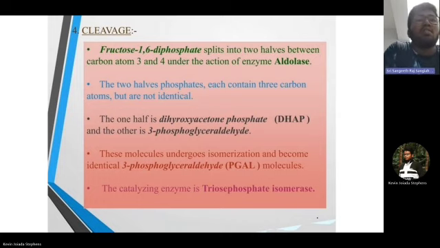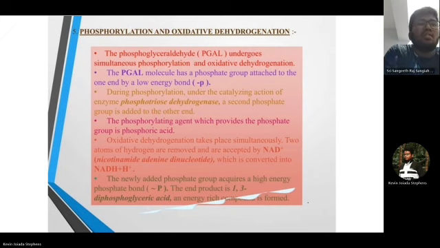Cleavage. Fructose 1,6-diphosphate splits into two halves between carbon atoms 3 and 4 under the action of the enzyme aldolase. The two halves each contain 3 carbon atoms but are not identical. One half is dihydroxyacetone phosphate, DHAP, and the other is 3-phosphoglyceraldehyde. These molecules undergo isomerization and become identical 3-phosphoglyceraldehyde, PGAL, molecules. The catalyzing enzyme is triose phosphate isomerase.